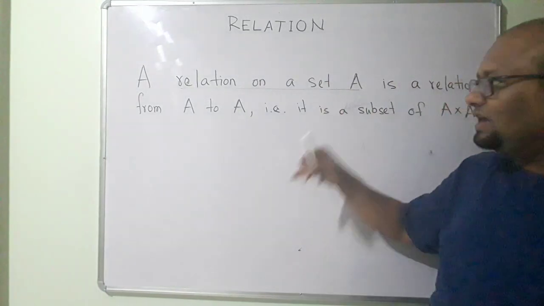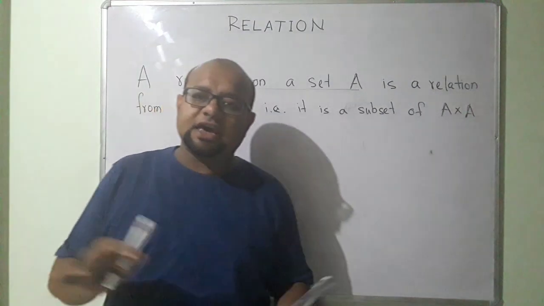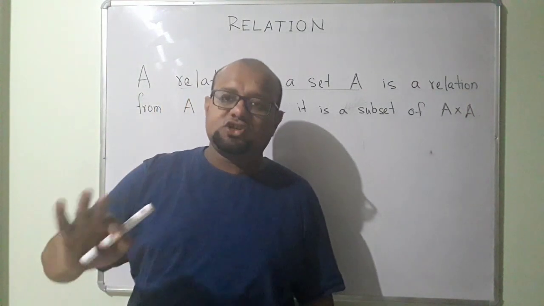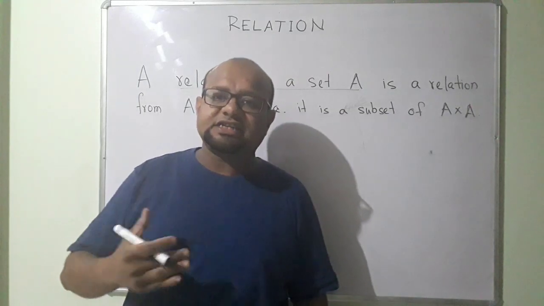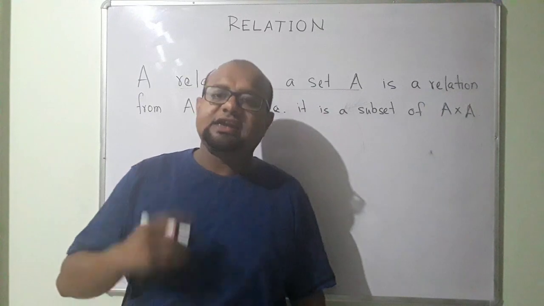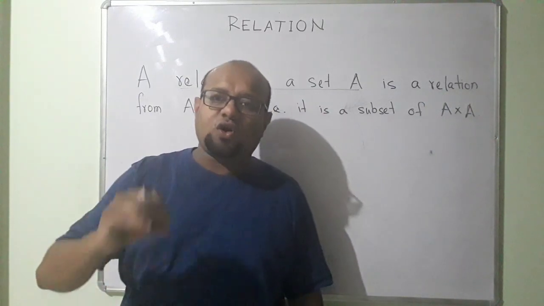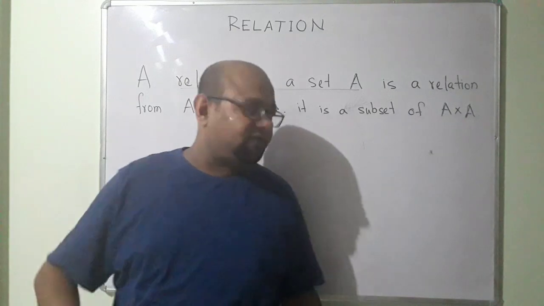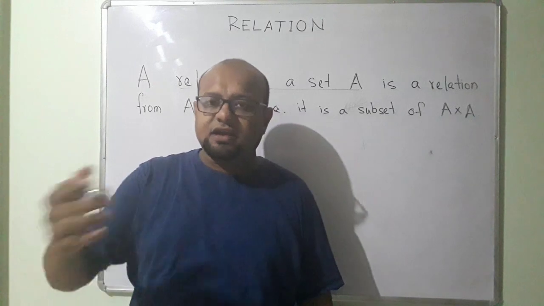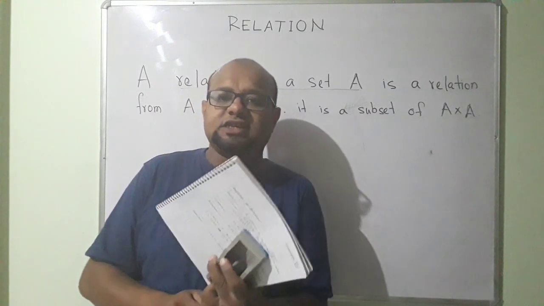So here, when I say relation on a set A, I mean that both A and B are the same set. There is no set B, there is A. So a relation on a set A is a relation from A to itself. That means it is a subset of the Cartesian product of the set with itself. So Cartesian product of A cross A. Alright. And the relation will be a subset of it.